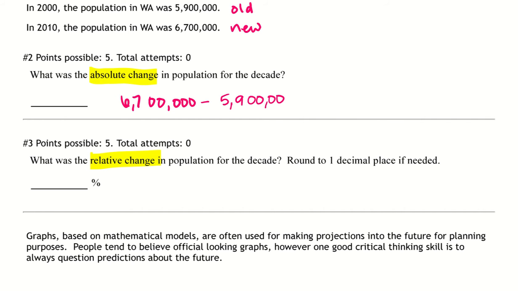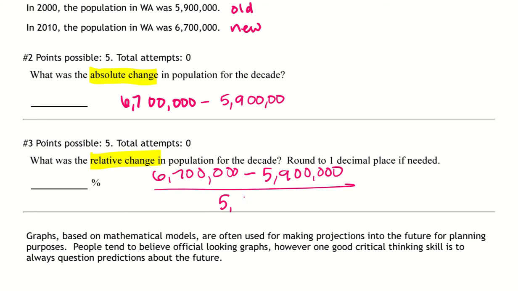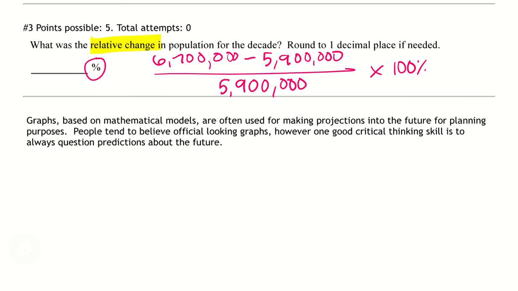Then relative change would be subtracting those two, but then dividing it by the original population amount. So in that case it will be the 5.9 million. And then because it wants a percent, that tells me I'm going to need to multiply by 100 and then make sure we round to the decimal if needed. And then we're going to use our graphing skills to further apply that.